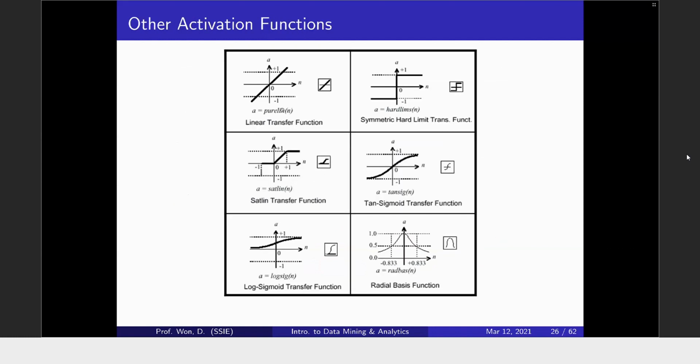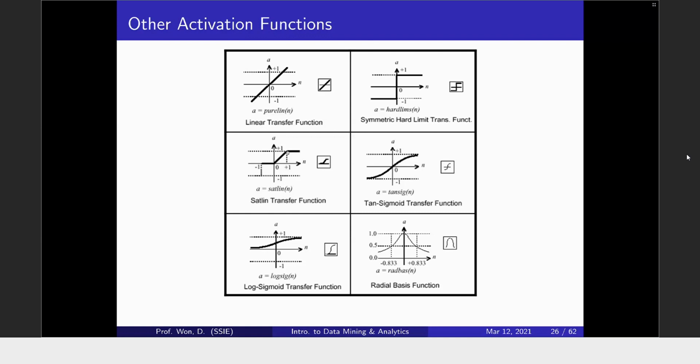And the other functions. This one is a linear function, so just summing up, below something or over something, we can say yes or no. And the symmetric hard limit transfer function is just bigger than something, we can say yes. Other than that, just no, right? Very simple. There is no confidence. And this saturating linear transfer function: less than something, we can say no, less than zero, no, and bigger than zero, we have some kind of negotiation range.